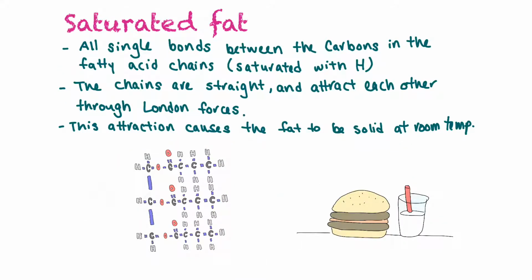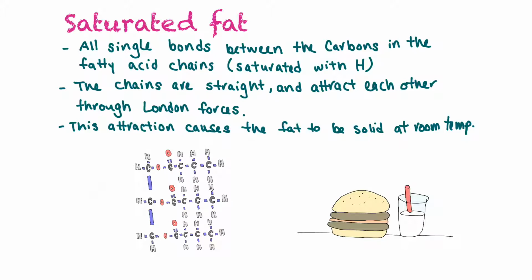The first type of triglyceride we will explore are saturated fats. And saturated fats have all single bonds between the carbon atoms in the fatty acid chains, and they're said to be saturated with hydrogen. Because there's no double bonds, every single carbon has the maximum number of hydrogens that it can hold, and that's why it's called saturated.